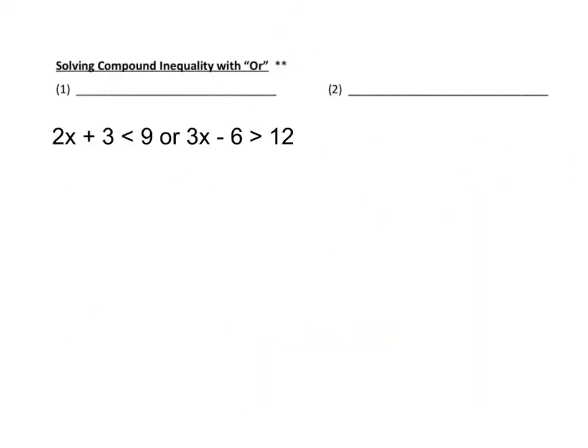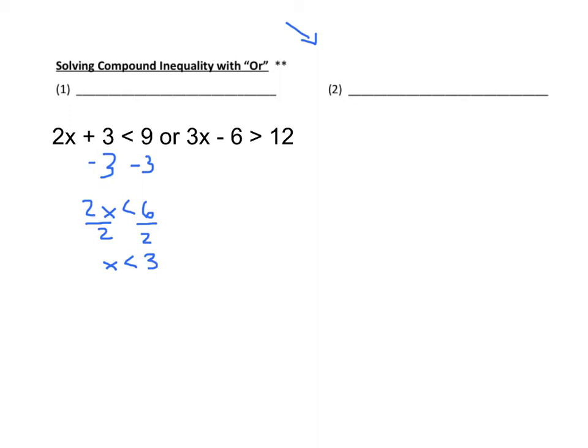We are now on to our last part of our notes, and this is solving compound inequalities with OR. Now the difference between AND versus OR is that for OR compound inequalities, you want to solve each inequality separately. And let me show you how that works. So here I have 2x plus 3 is less than 9, or 3x minus 6 is greater than 12. Let me work with the first one. So subtract 3 from both sides, you'll get 2x is less than 6. Divide each side by 2, and x is less than 3.